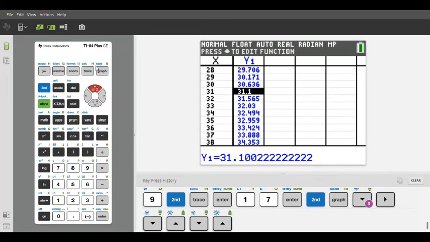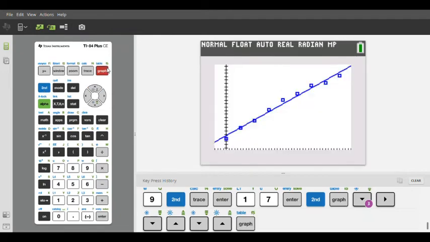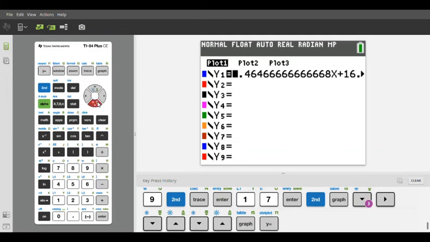Okay. If you want to be really more precise and find the exact number, hit the graph button here. That's the best way I can tell you to do it. 31.3%.